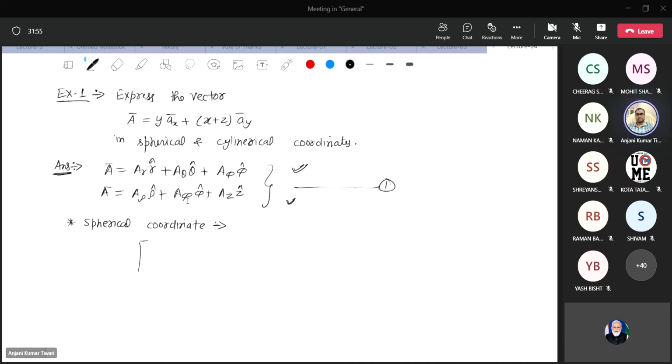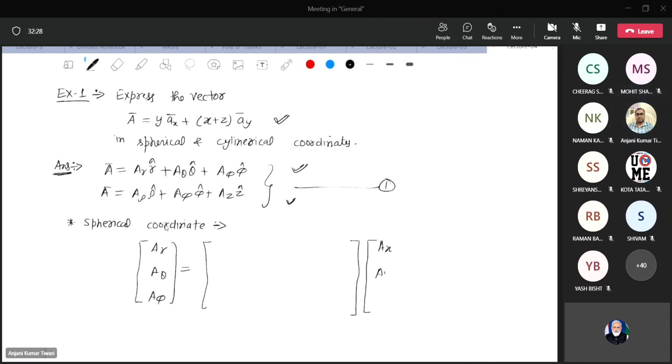So what are the transformation equations? Note that ijk or ax, ay, az are given here. So with this I know what ax, ay, az are. What I have to find out are Ar, A theta and A phi. Once I find these, I will put them in equation number 1 and the problem is solved. Okay, so there is a matrix here.